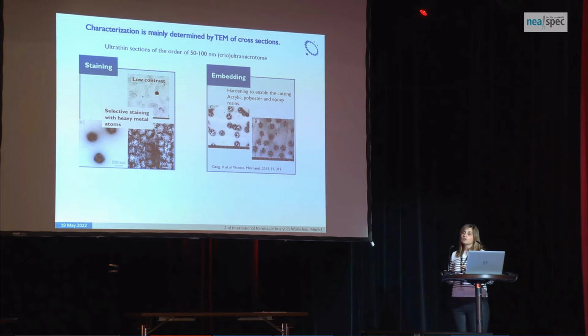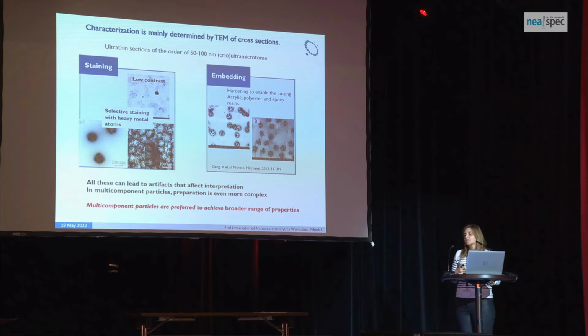For cutting, we usually also need to embed, to harden the polymer and enable the cutting. But it's also well known that embedding with other polymeric resins may lead to variations in the morphology. All these artifacts can make the preparation even more tricky when we are dealing with multi-component particles. And nowadays, multi-component compositions are preferred because they allow us to synergistically combine different properties and thus achieve better performance.